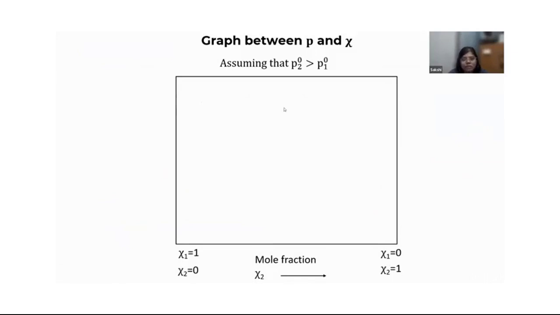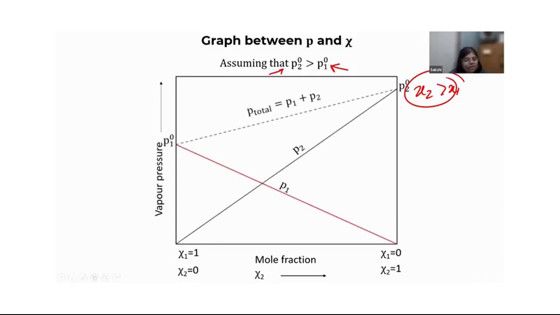Okay. So basically now we are assuming that P2 naught is greater than P1 naught. That means the partial vapor pressure of the second component is greater than the partial vapor pressure of the first component. So how will this be greater? Only if the amount of X2 is greater than X1, right? Let us understand.